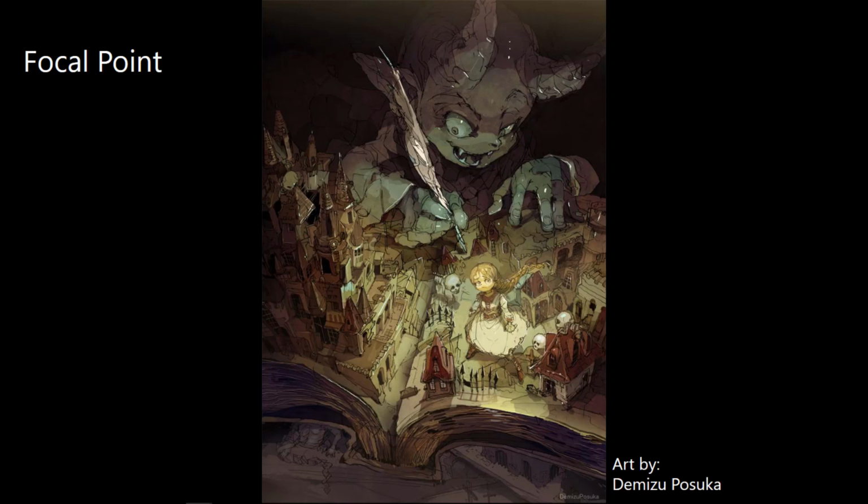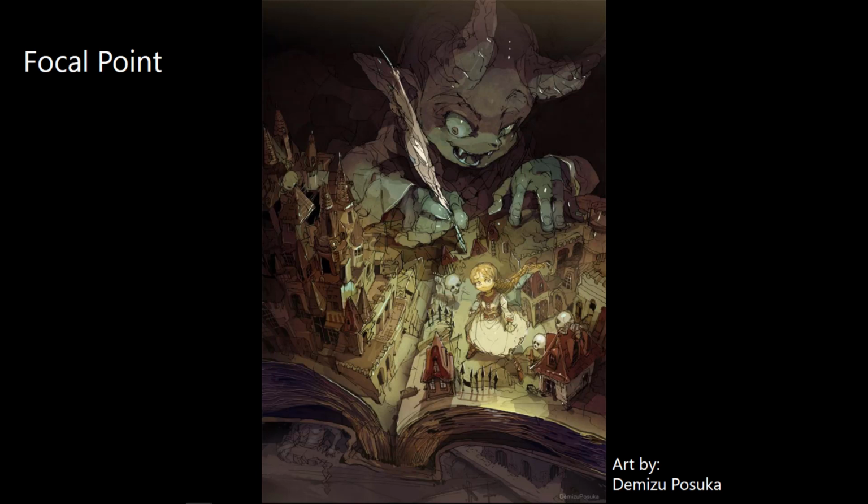So let's jump right into this example of what it means to have a focal point in a composition. Generally any sort of well-composed scene should be focusing on just one focus point at a time. And that's what you're seeing right here.